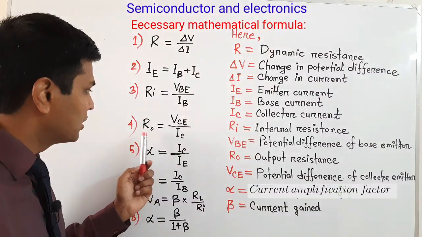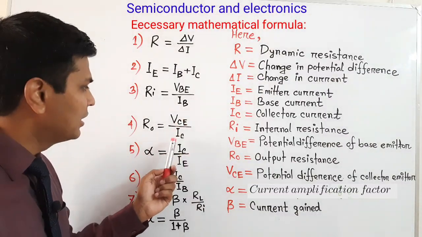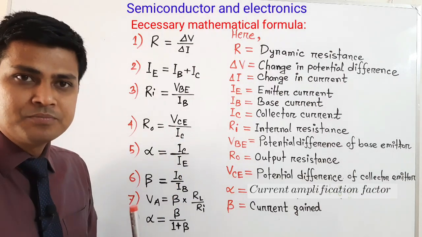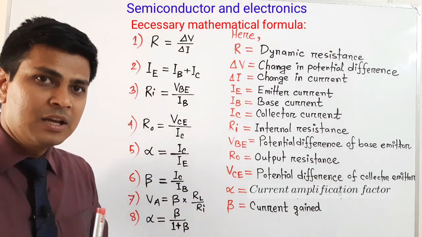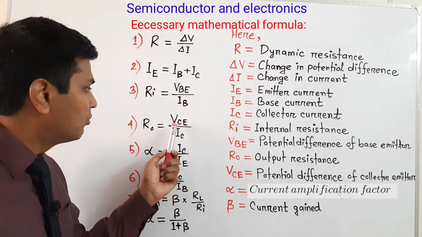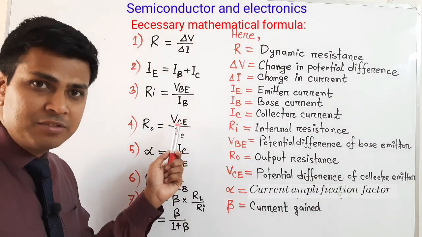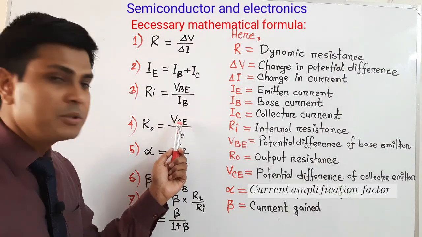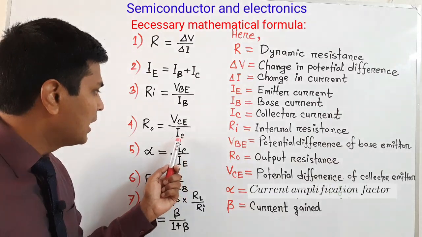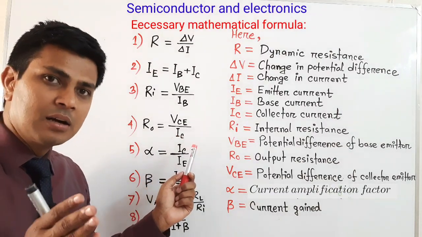Now formula number 4 is Ro, that means R out, equals VCE divided by IC, and this formula is applicable to calculate the output resistance. Here the output voltage is VCE, the potential difference between collector and emitter, and IC is the collector current.